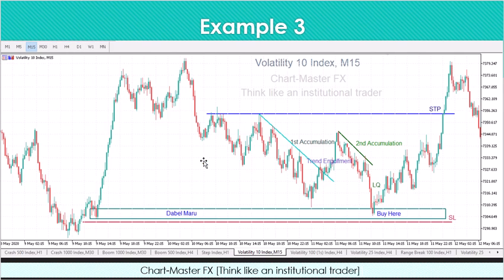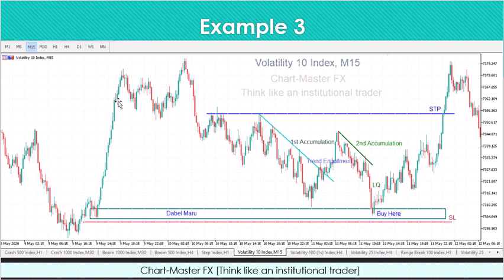On example number 3 here we are on Volatility 10 Index M15. So, guys, as you can see in this example, this is a buying scenario, and fortunately enough I was able to bring some examples for the buying setups here. So you can see, guys, that we had a strong momentum to the upside.